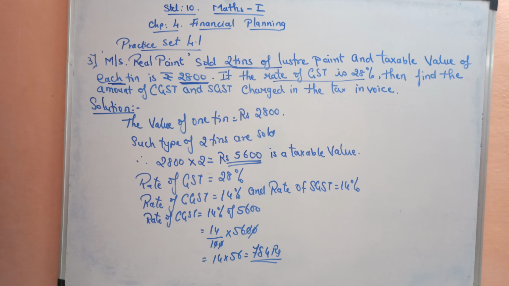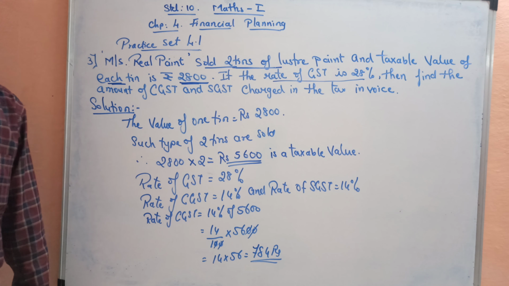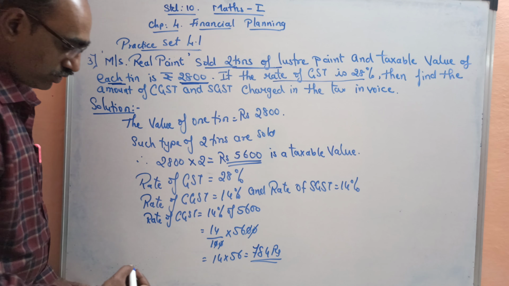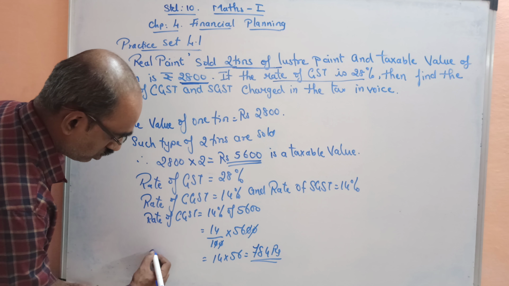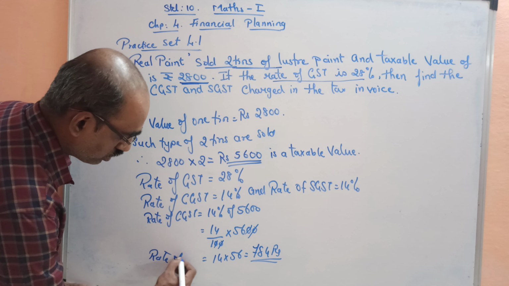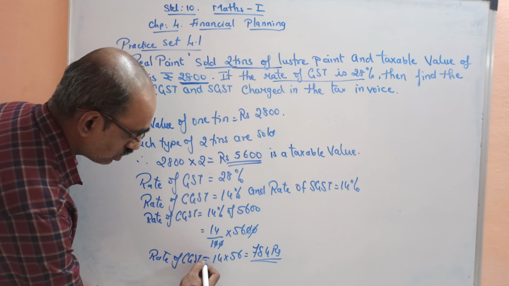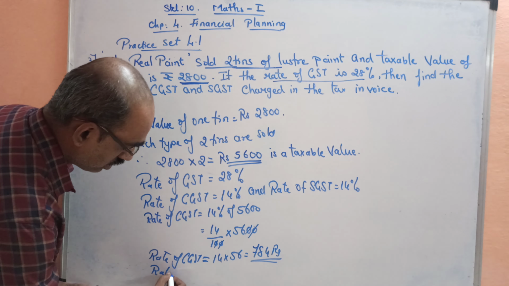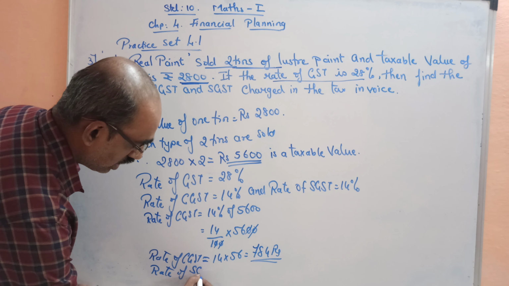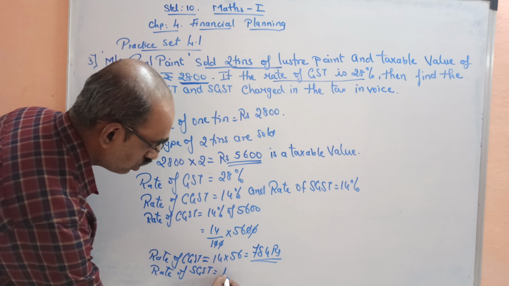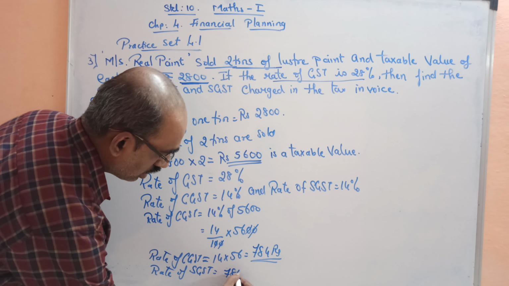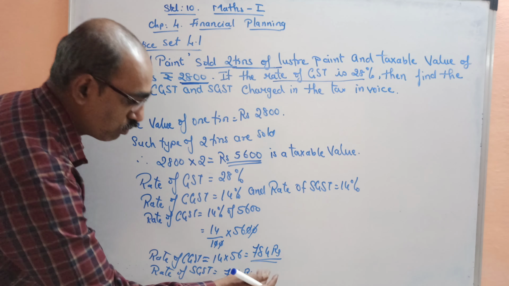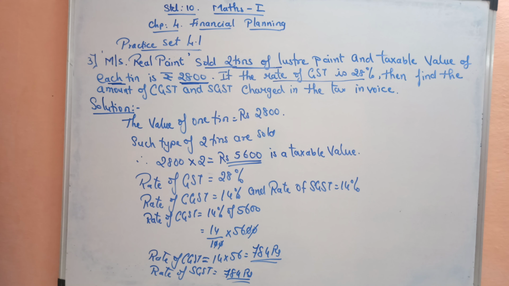In the same way, for state GST, the rate is also the same. So you can write the rate of CGST is equal to 14%, and the rate of state GST is equal to 14%, and the amount is 784 rupees for both. So now you have to write the final answer.